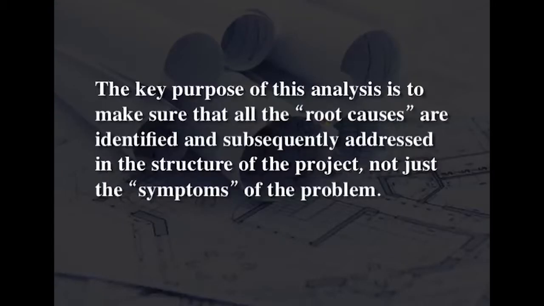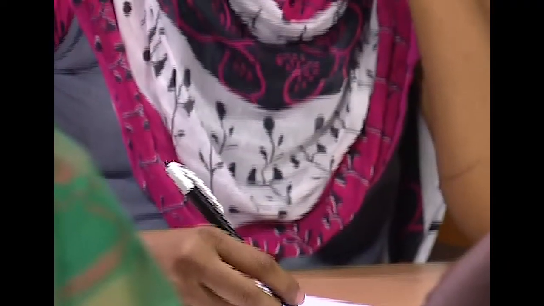The key purpose of this analysis is to make sure that all the root causes are identified and subsequently addressed in the structure of the project, not just the symptoms of the problem. The key to a successful project is to tackle the causes of the core problem. The effects of the core problem are in the form of more general social, environmental, political or economic conditions, usually negative, that result from the problem. The core problem generates consequences or other problems. Building the problem tree.